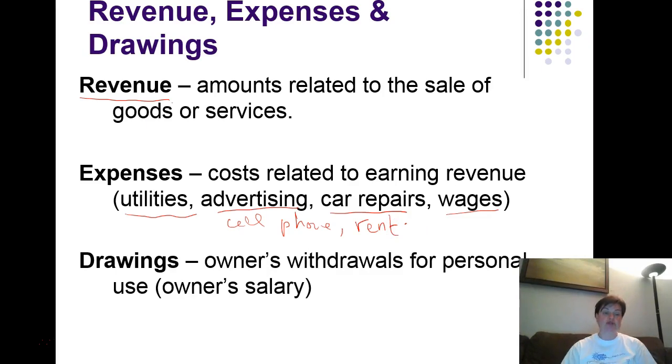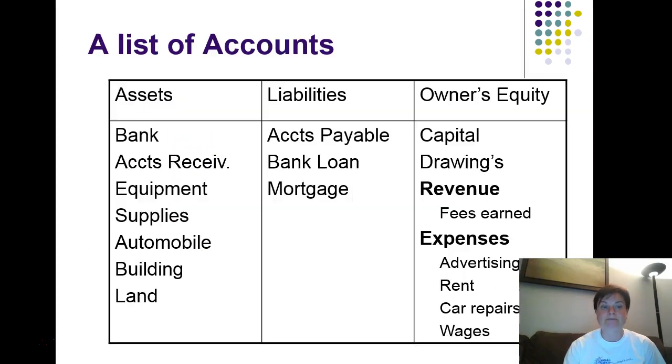And finally, we have drawings. Like I said before, drawings might be a new term for some of you. It is the owner's withdrawals for their own personal use. You can consider it owner salaries. And so we want to keep track of that in its own T account. So each of these items will have their own T accounts.